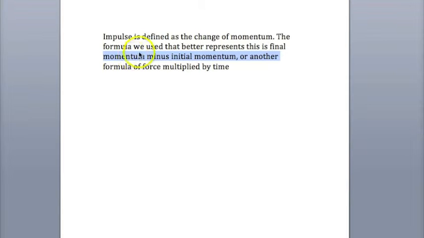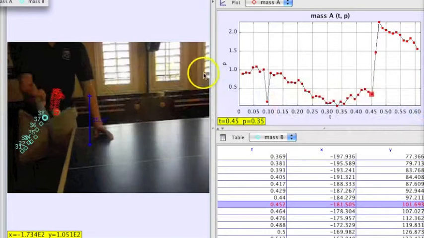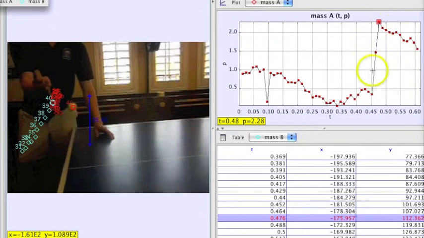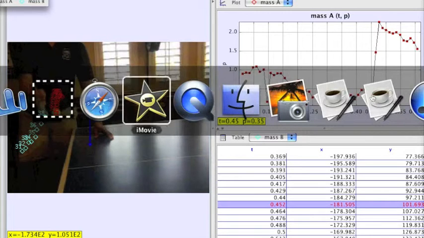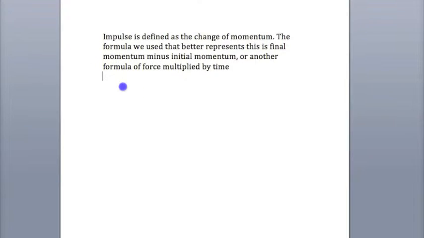Impulse is defined as the change of momentum. The formula that better represents this is final momentum minus initial momentum, or by the formula of force multiplied by time. We took the final momentum represented in this graph, which is 2.28, and subtracted it from the initial momentum of 0.35. So 2.28 minus 0.35 equals 1.93, and that was our impulse.